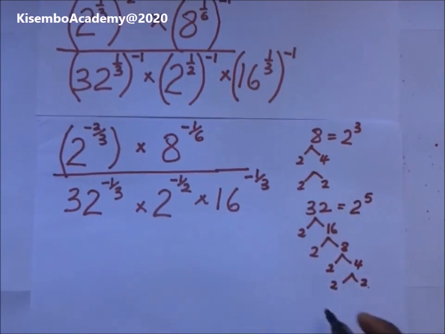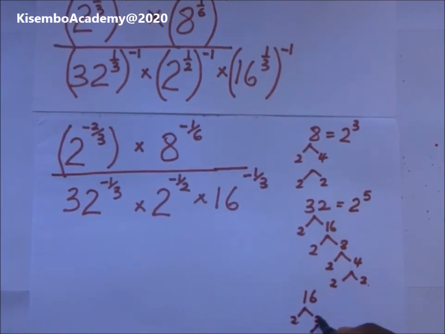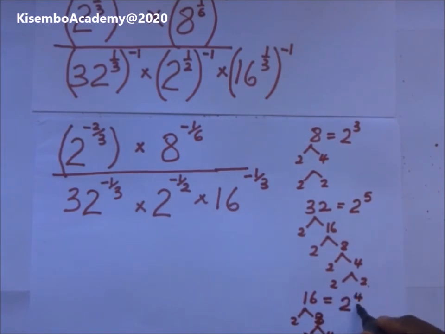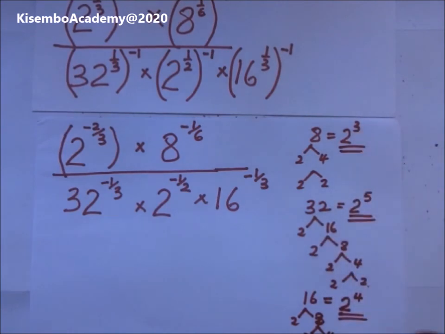If you look at 16, same story. Divided by 2 you get 8, divided by 2 you get 4, divided by 2 you get 2. So 16 is the same as 2 to the power 4. So we are going to replace these numbers with these.